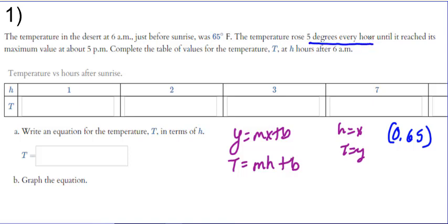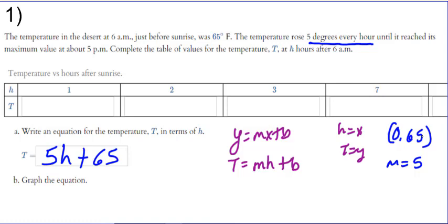That's really the y-intercept. And the temperature rose 5 degrees every hour. Anytime you have something that's changing per, like, a rate, that's slope. So I've got the slope equals 5. So t would be 5h, t equals 5h plus 65, and the 65 happens to be the b, the initial value, the y-intercept, if you remember that.